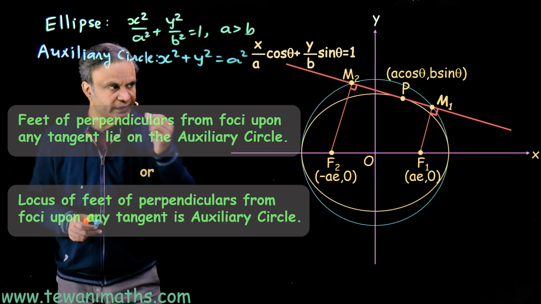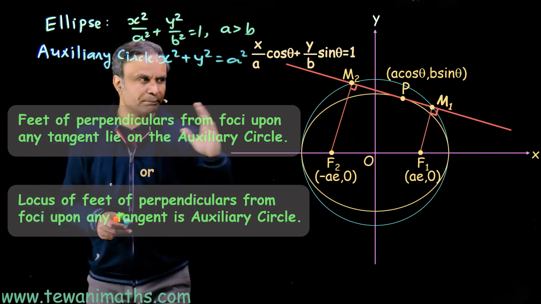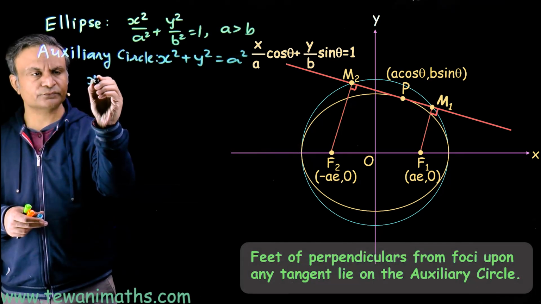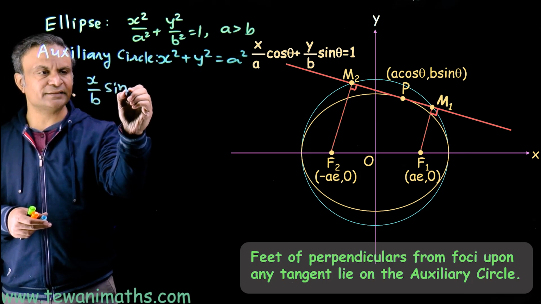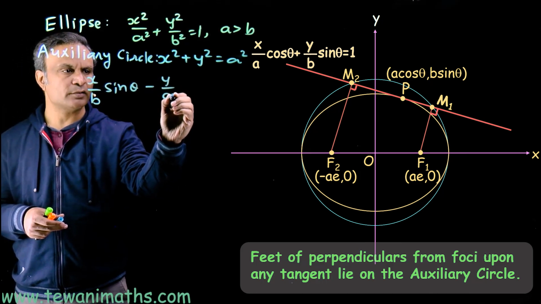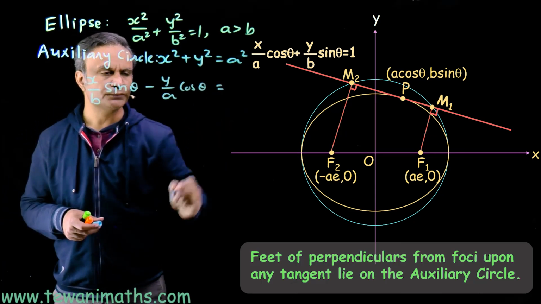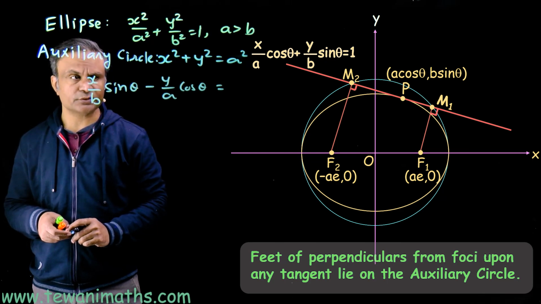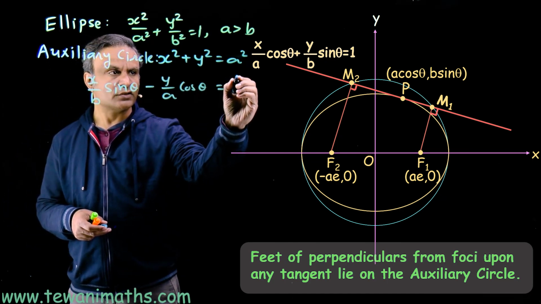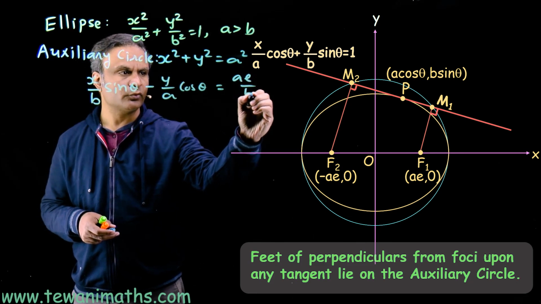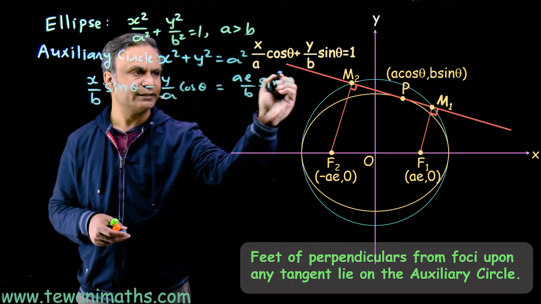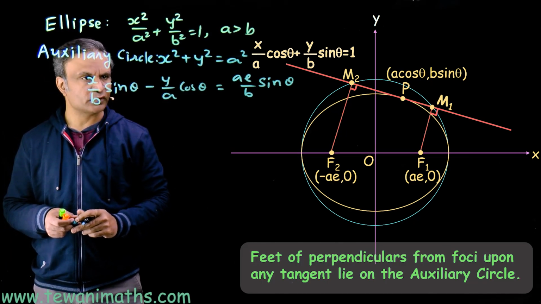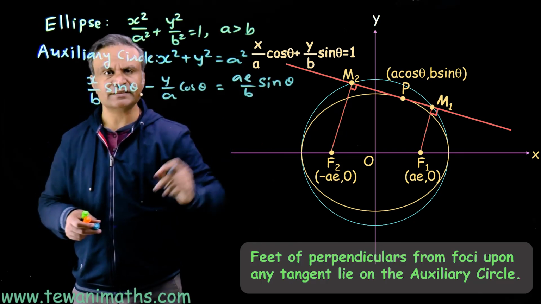Now what will be equation of line f1 m1? This is perpendicular to tangent line. So its equation is x upon b sin theta minus y upon a cos theta equal to, now this line passes through focus f1 whose coordinates are a comma 0. For that here the constant term will be ae upon b multiplied by sin theta. And equation of line f2 m2 will be this minus a upon b sin theta.